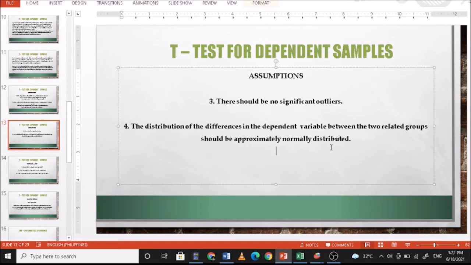For it to be approximately normally distributed, if the population standard deviation is unknown but the sample is greater than or equal to 30, then you're still using the Z table or the normal distribution table.